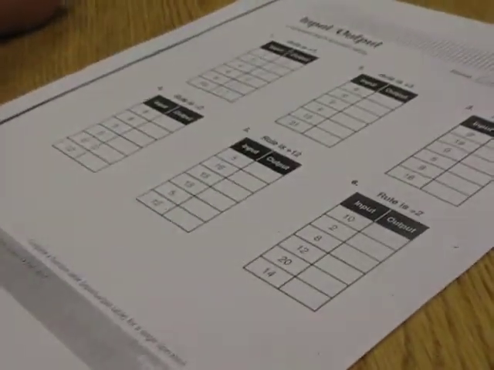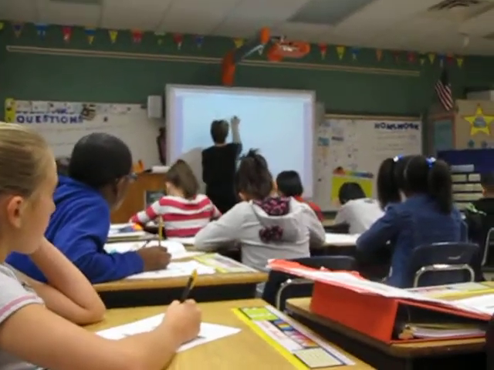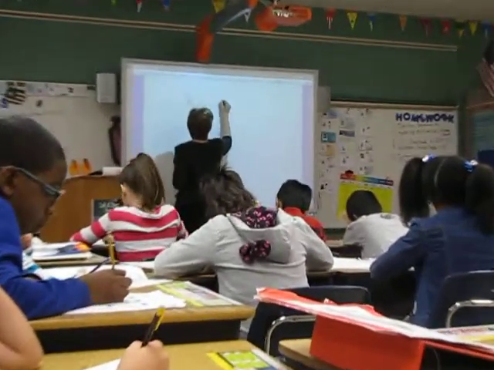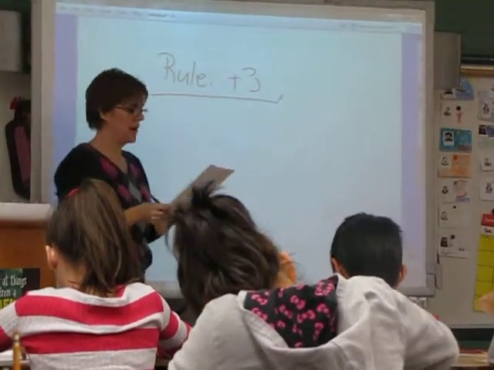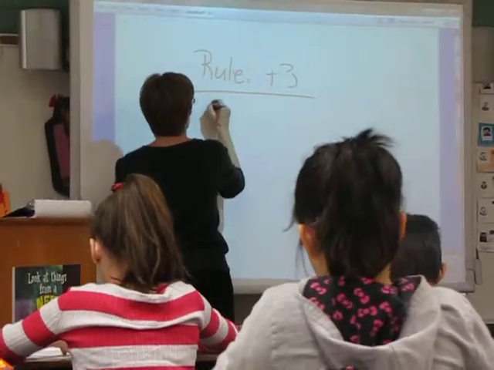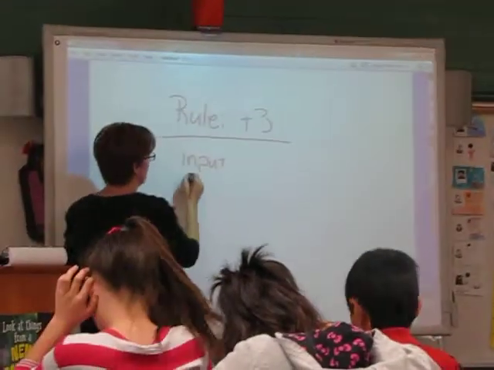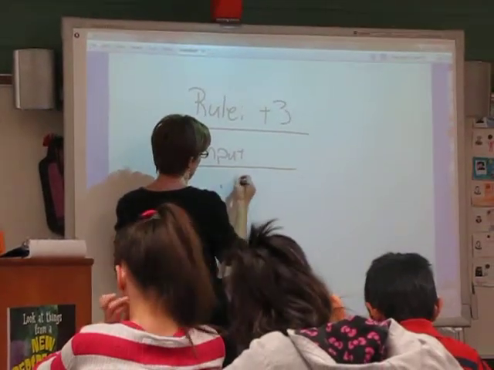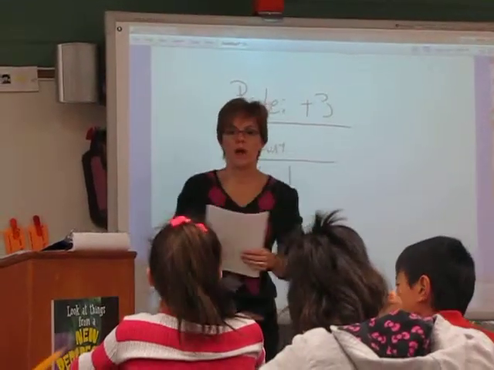Okay. I need a pencil. Okay, so the first one is what? Your rule is what? Plus 3. Okay, so your input, output is 1. Number 3, so we can't take away 4 from 2.